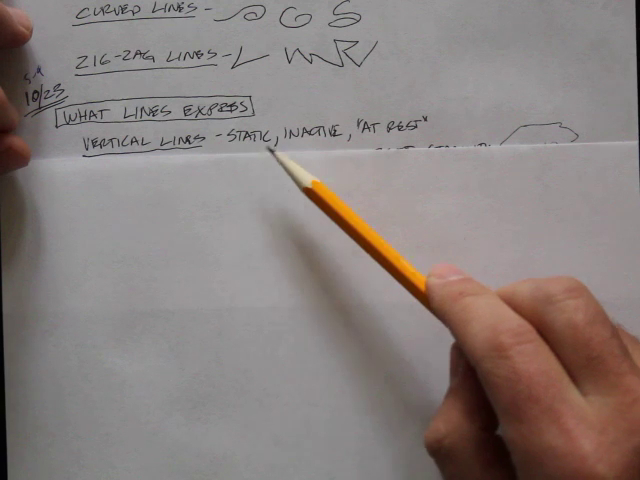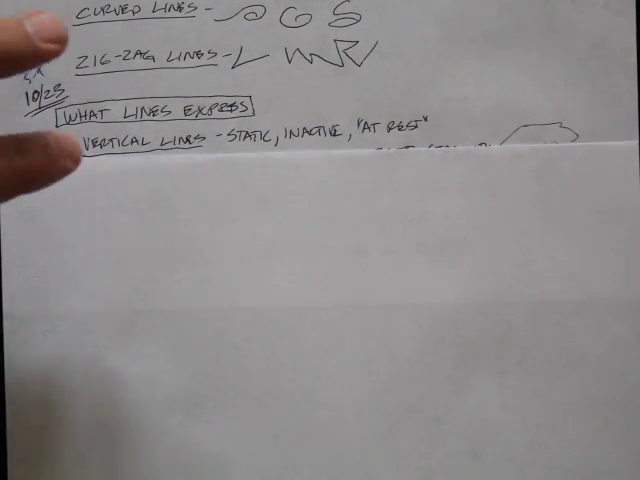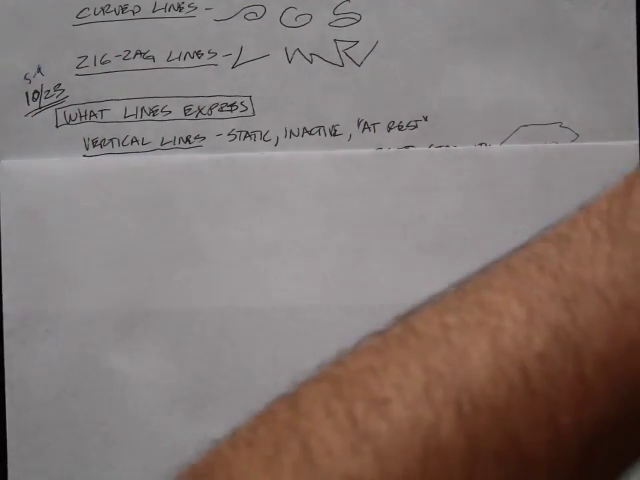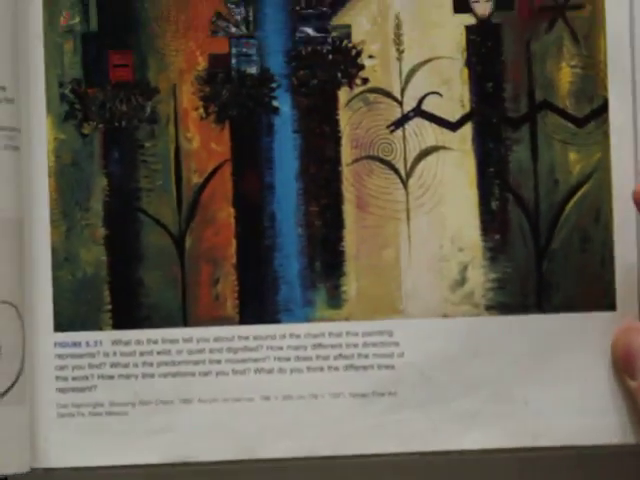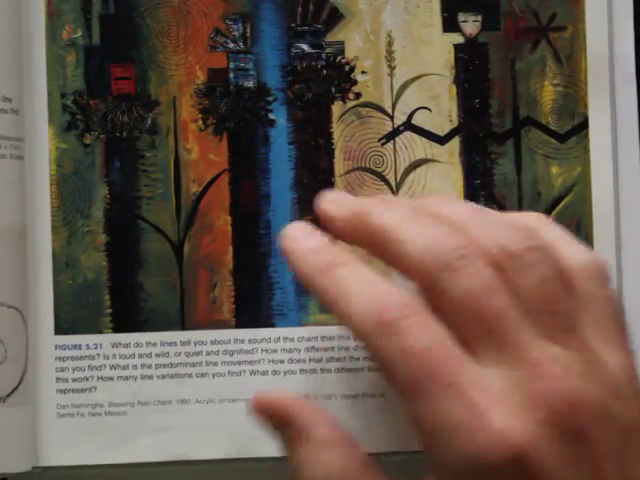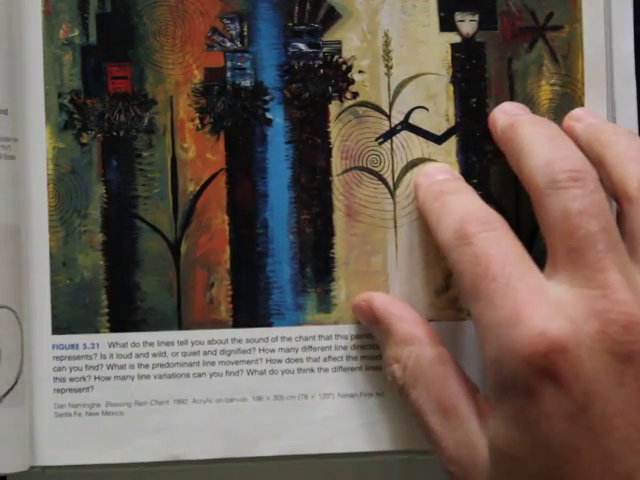So, vertical lines. Vertical lines are static or at rest. When they're in a painting or a drawing or whatever, they give you a feeling of being at rest. They don't imply motion. Here is a painting in your book, Art Talk, that shows that idea.